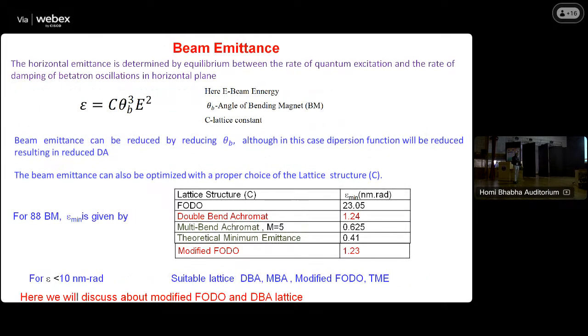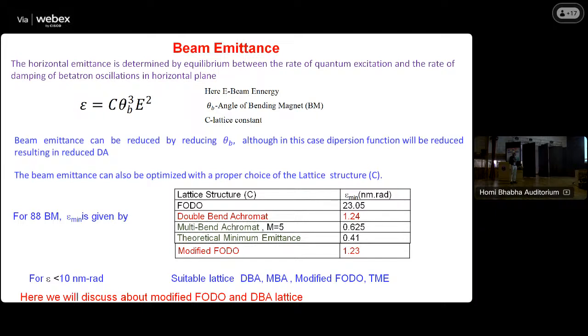So normally this is the impedance. Impedance is bound by the bending angle. We can use the bending angle; it can be reduced. Further, we can take the help of the lattice. This is called the lattice structure C. If we put many small bending angles, the dispersion function will be very small.